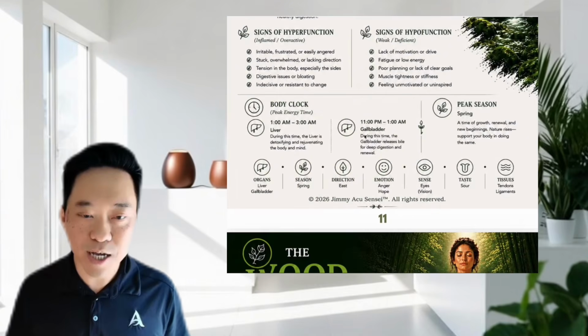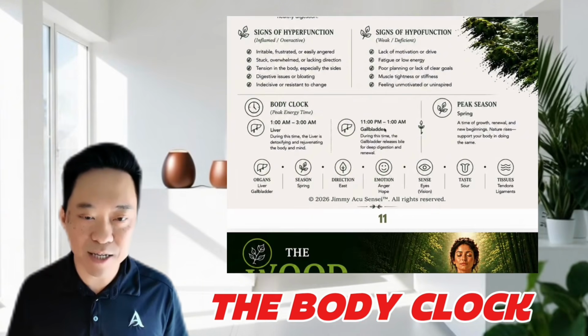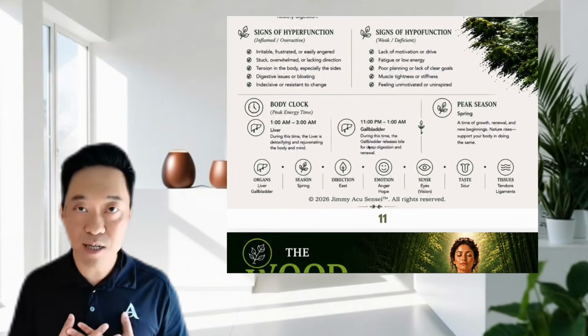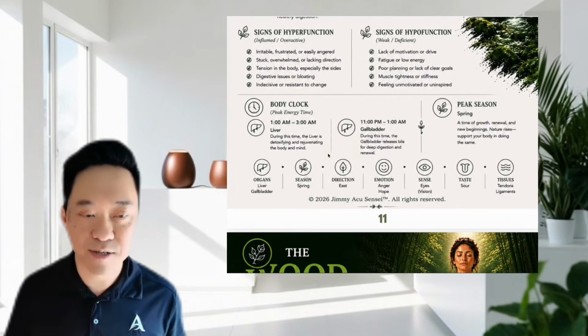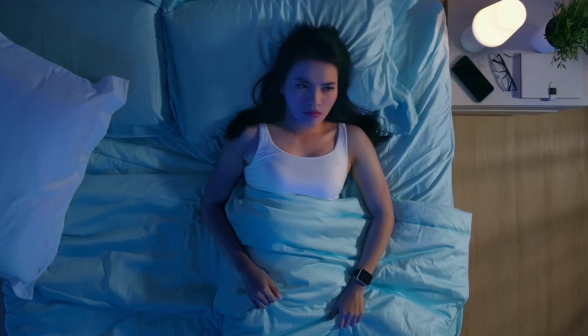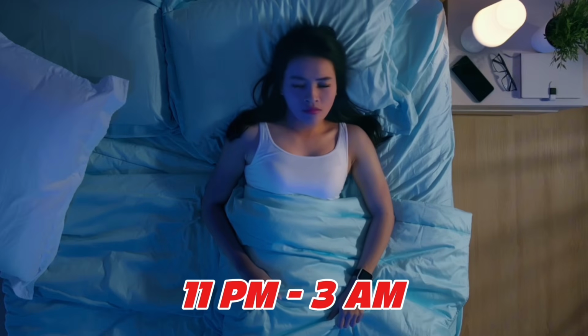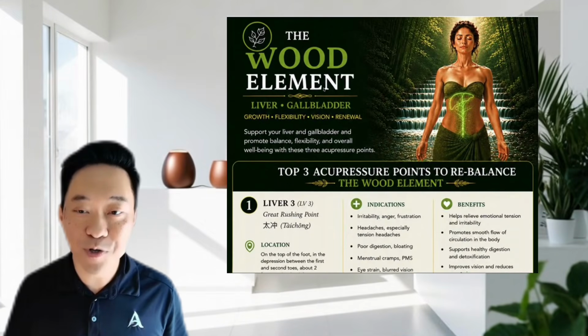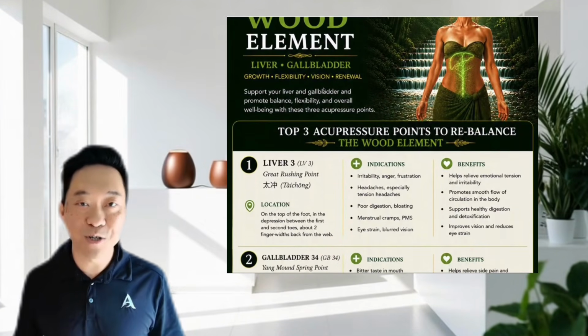I'm going to go over another training that addresses the body clock. This is very important. My team in my clinic, they look at this. You're probably wondering, how do I rebalance my liver and gallbladder? If I am waking up between 11 to 3 a.m., how do I rebalance it? Okay. Well, there's certain things you can do. One is you can do acupressure.